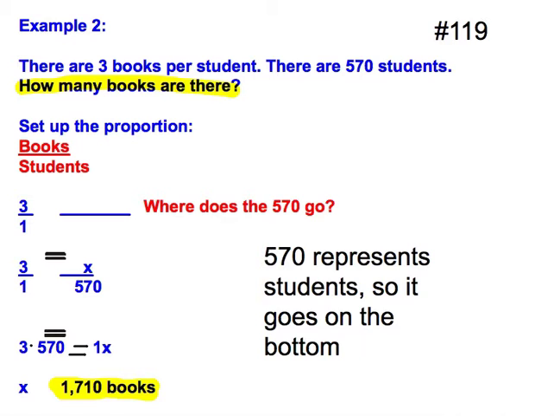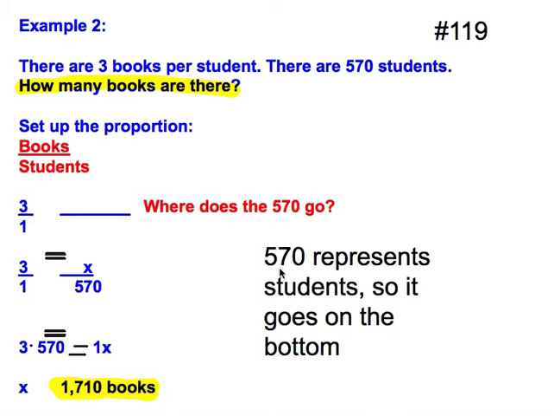Let's look at another example. We have 3 books per student, and there are 570 students. The question asks, how many books are there? So we're comparing books and students. All of our book information is going to go on the top, and students is going to go on the bottom. So we have 3 books per 1 student, and we want to know where the 570 goes.